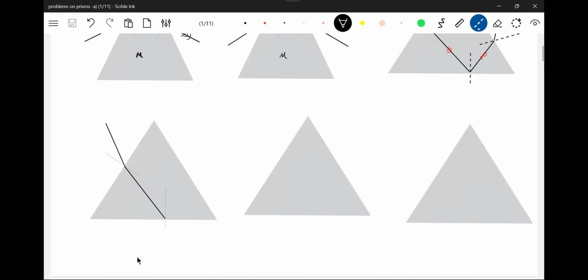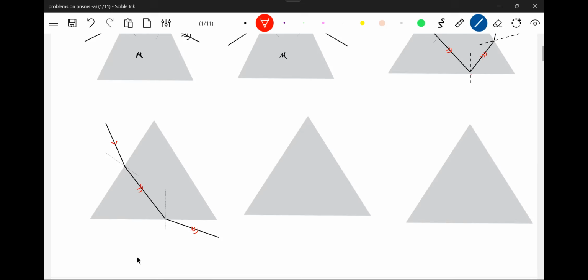Then the ray, you look at this one here: rarer to denser will bend towards the normal. Again, this is the normal, denser to rarer should bend away from the normal. These are small ideas a student has to work out himself.